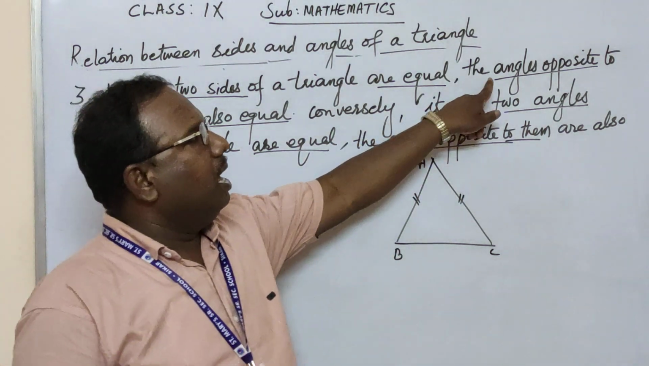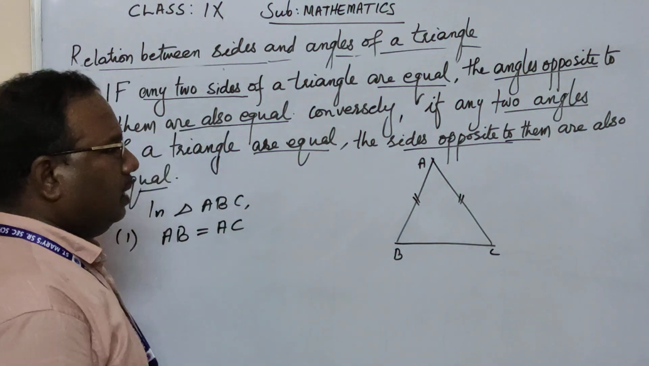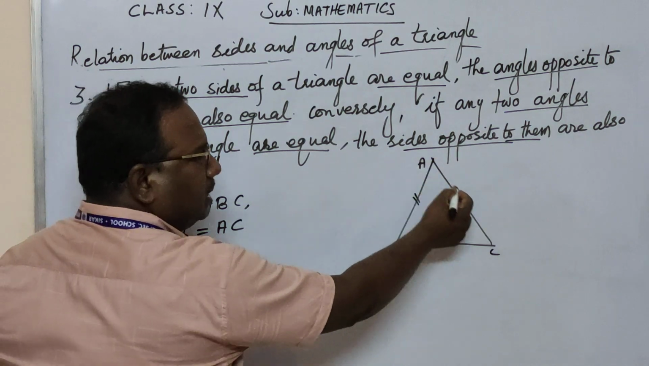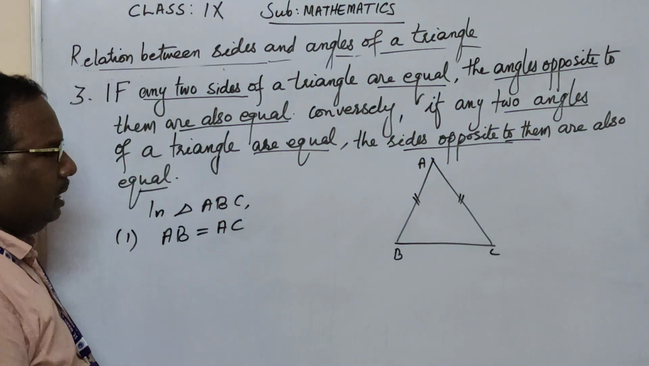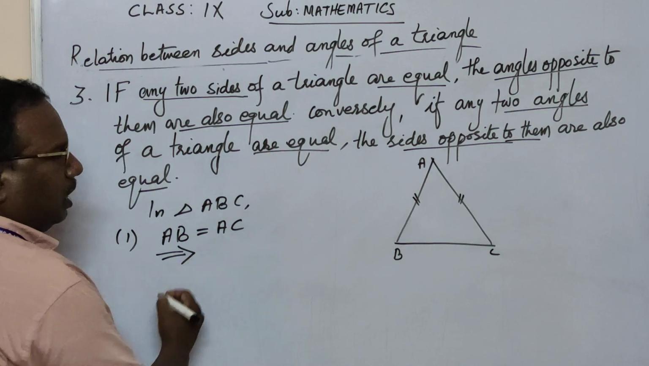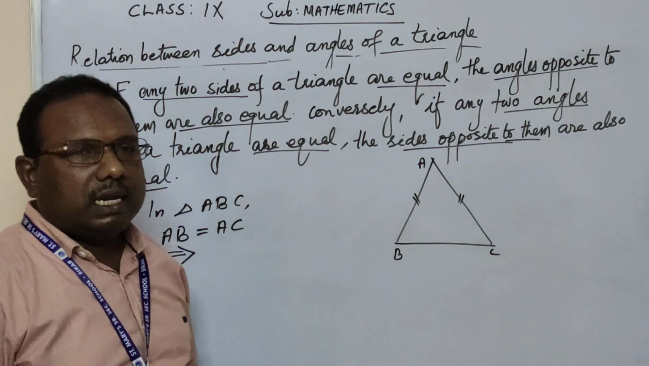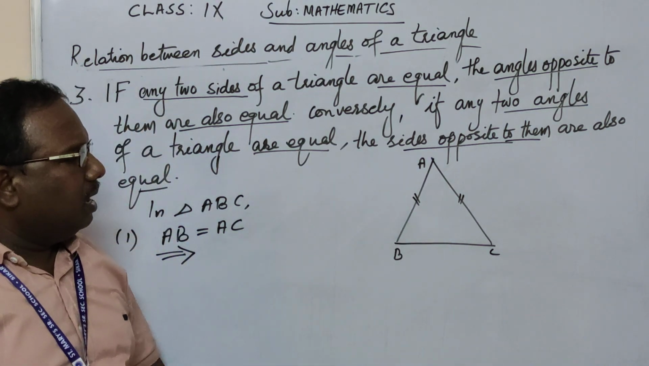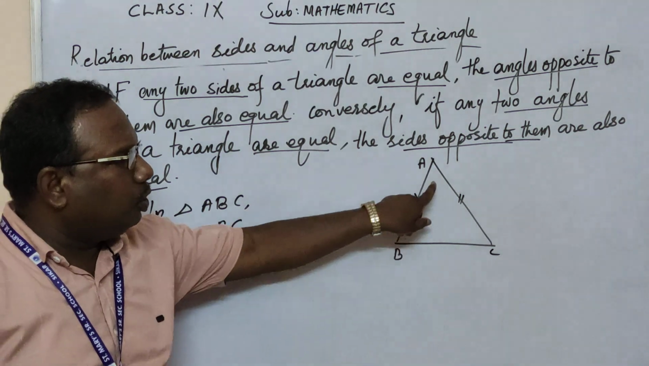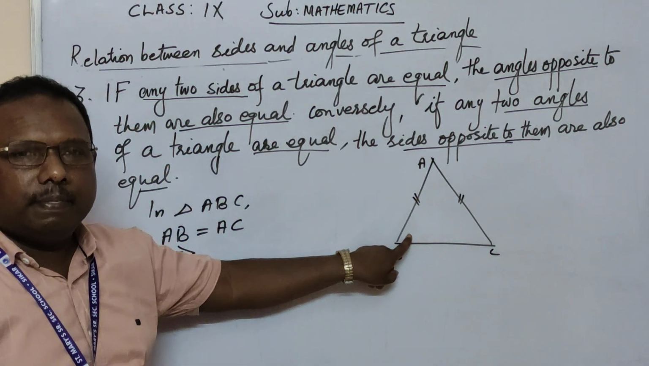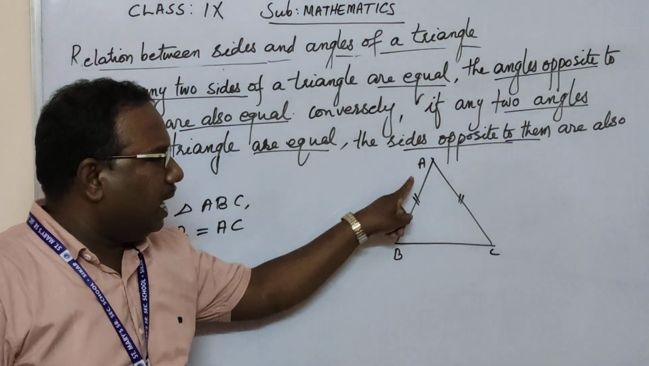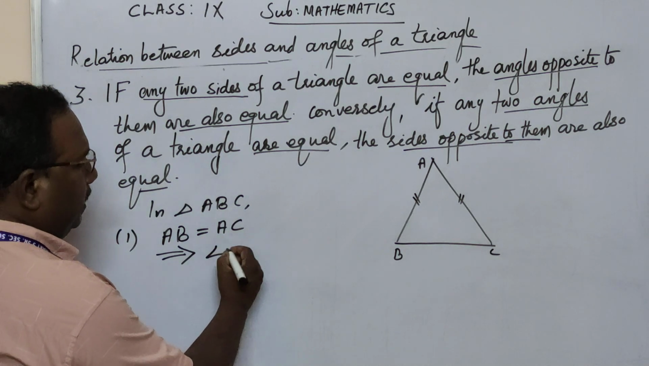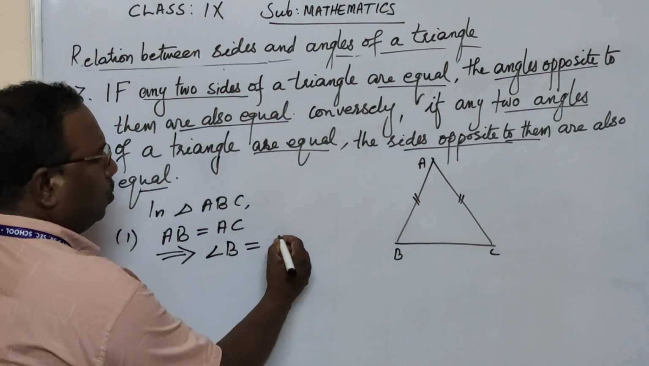Then what is the point? Angles opposite to them are also equal. If in this triangle AB is equal to AC, which implies, what can you write? Which are the angles opposite to these two sides? Angle opposite to AC is angle B. Angle opposite to side AB is angle C. So we can write angle B is equal to angle C.